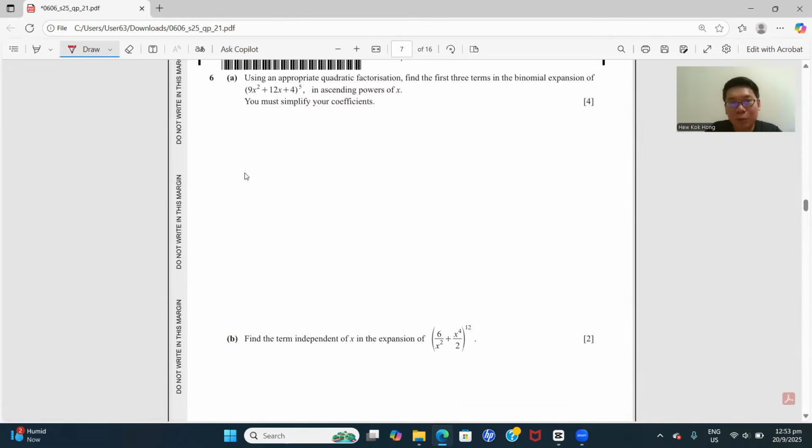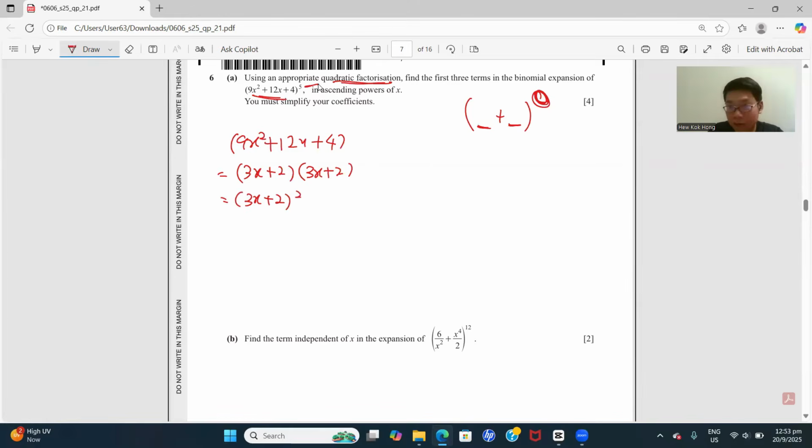Question 6 is a bit more challenging. They ask you to use appropriate quadratic factorization, which we learned in maths, to find the first 3 terms of the binomial expansion of these. In our IG syllabus, usually the binomial expansion is something plus something to a specific power. But here we have 3 terms, so they hint for us to use quadratic factorization of these.